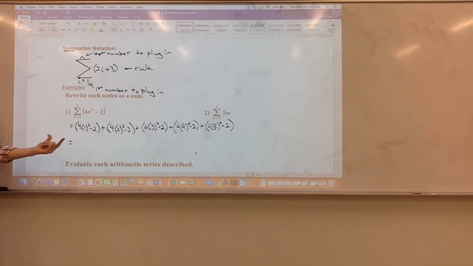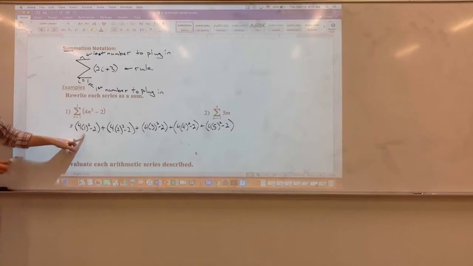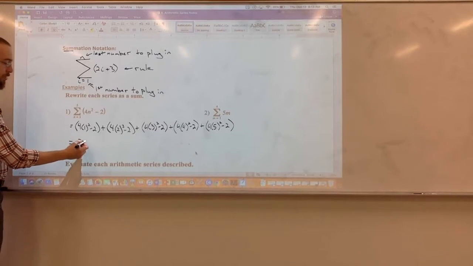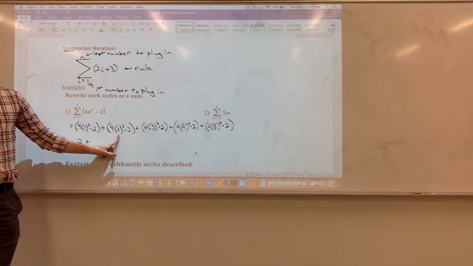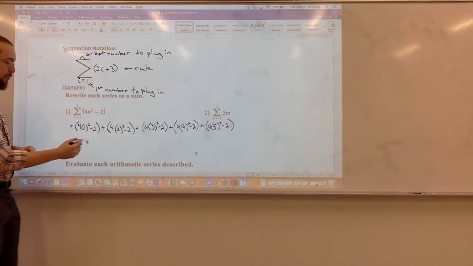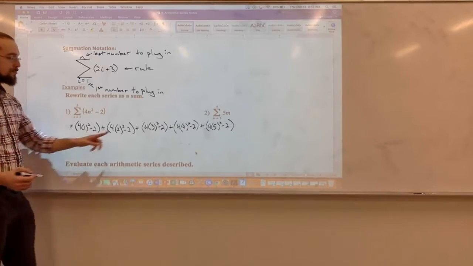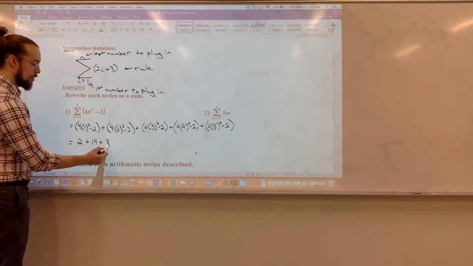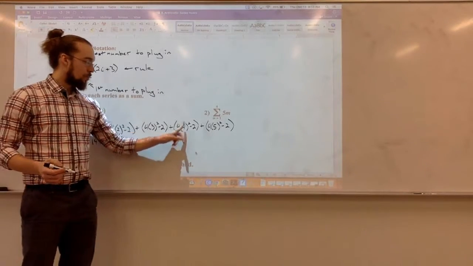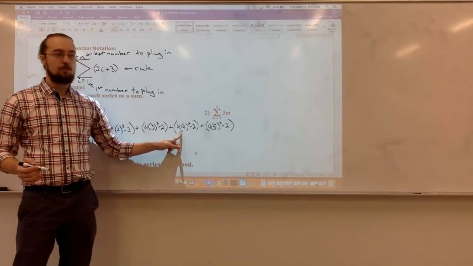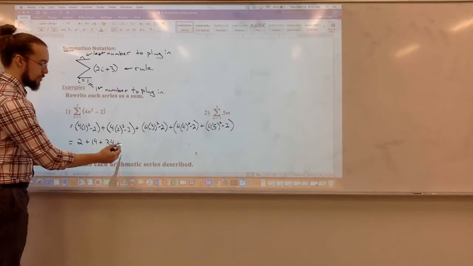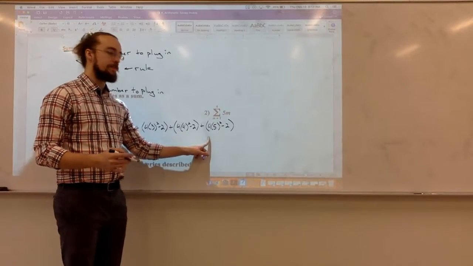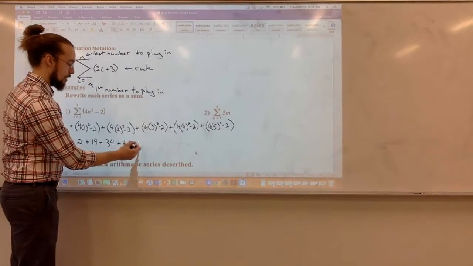So we can do this one piece at a time. 1 squared is just 1. 4 times 1 is 4. Minus 2 would be 2. 2 squared is 4. 4 times 4 is 16. 16 minus 2 is 14. 3 squared is 9. 9 times 4 is 36. 36 minus 2 is 34. 4 squared is 16. 16 times 4 is 64. 64 minus 2 is 62. 5 squared is 25. 25 times 4 is 100. 100 minus 2 is 98.